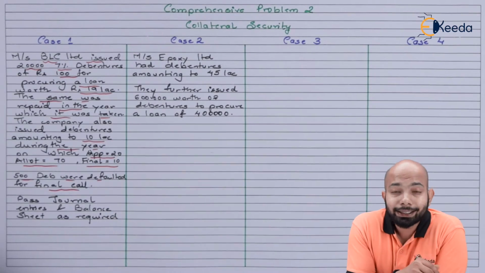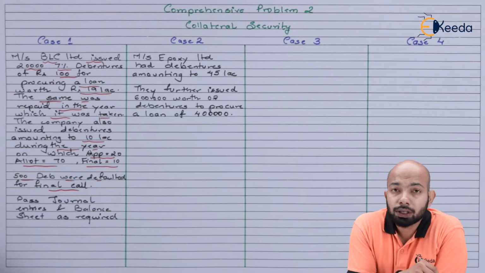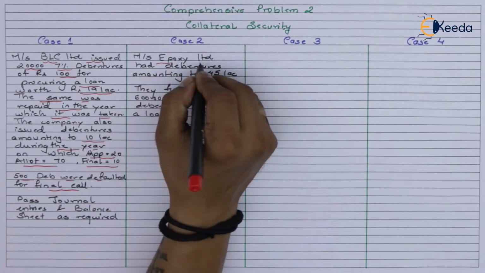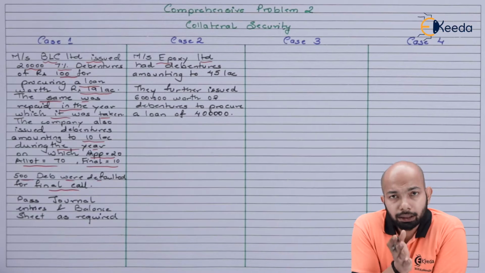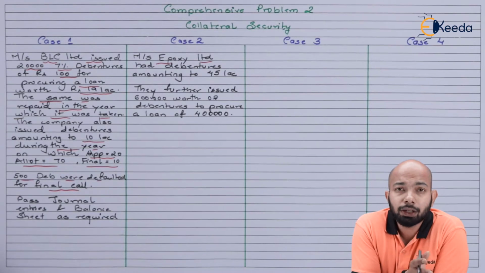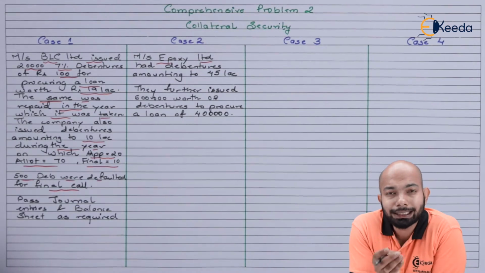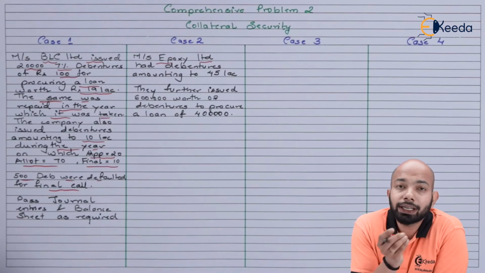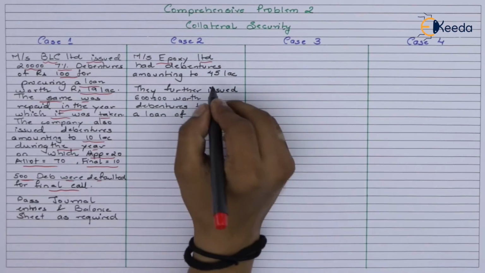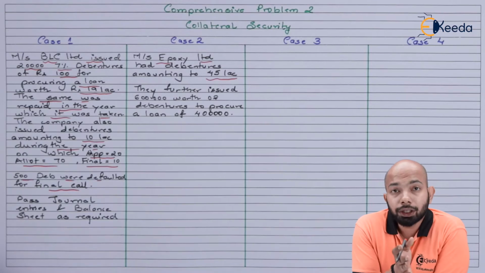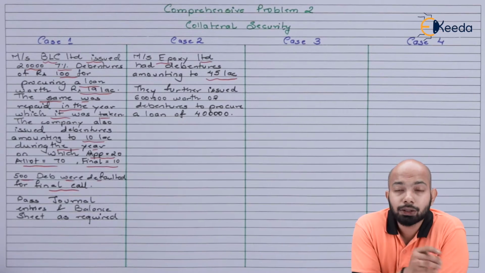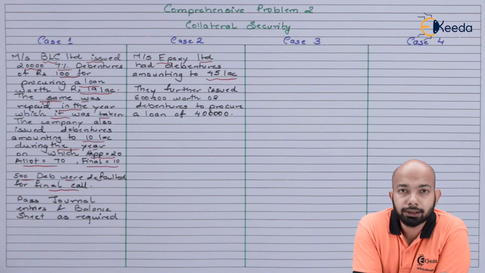Now the second case that they're discussing is Messrs. Epoxy Limited. Now the question states that Epoxy Limited earlier had a debenture value worth rupees 45 lakhs. That means this much of debenture they already had in their balance sheet. They further issued debentures worth rupees 6 lakhs to procure a loan worth rupees 4 lakhs here.